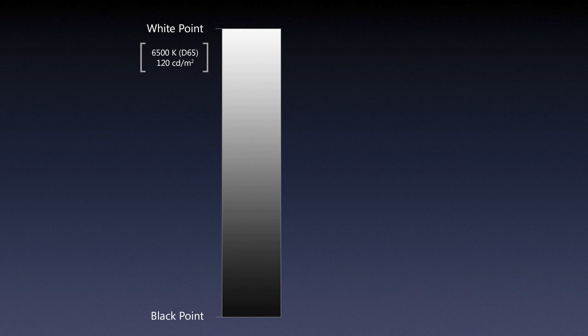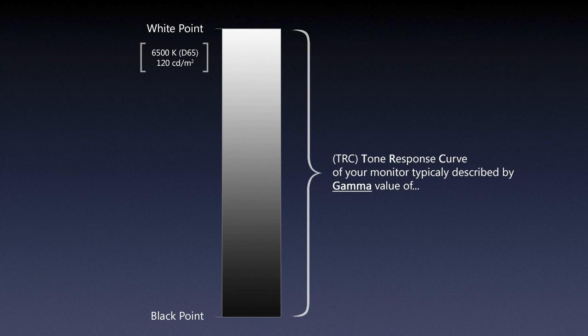Now let's say we set those to 6500K or D65 if that's an option, and we set the luminance to 120 candelas per meter square. Well, we have now set the black point and the white point. Those are the two extremes. Well, what about the middle tones and everything in between? Well, that's described by the tone response curve of your monitor. And if it's a very simple curve, it can be described by the gamma value. And that is the purpose of this video. Which gamma value should you choose, and what does all this mean, right?